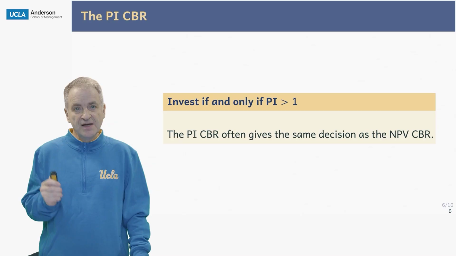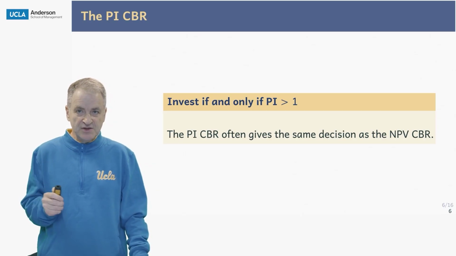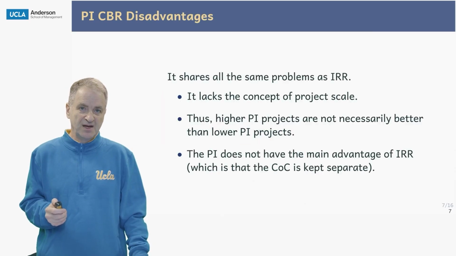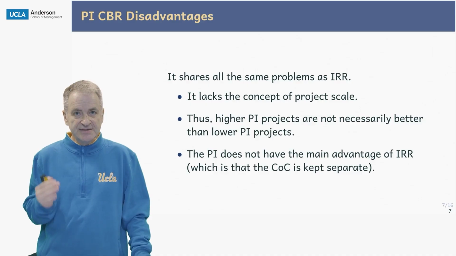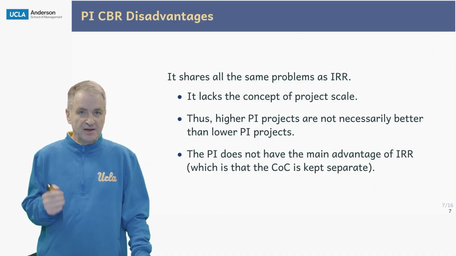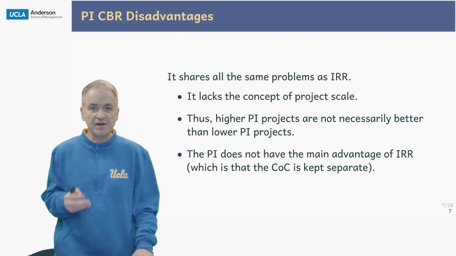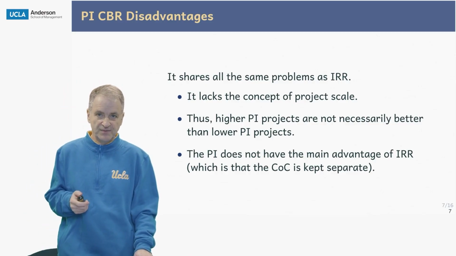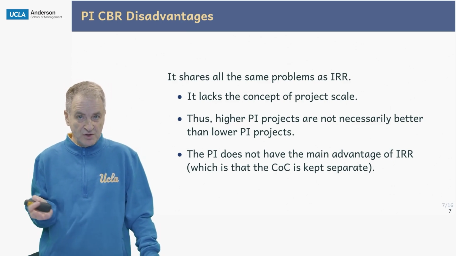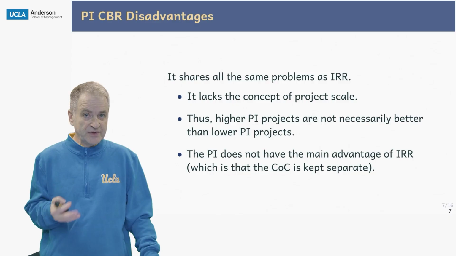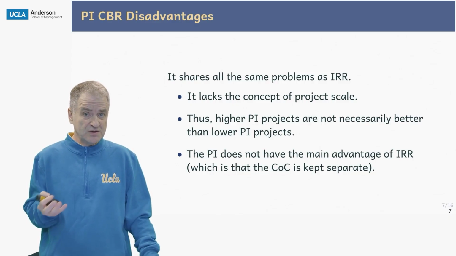On the good news side, the profitability index capital budgeting rule often gives the same decision as the NPV rule. But it shares all the same problems of the internal rate of return. That is, it lacks the concept of project scale. Thus, higher profitability index projects are not necessarily better than lower profitability index projects. And the profitability index doesn't even have the main advantage of the internal rate of return, which is that you don't need to know what the cost of capital is. In order to compute it, you already need to know what the cost of capital is.